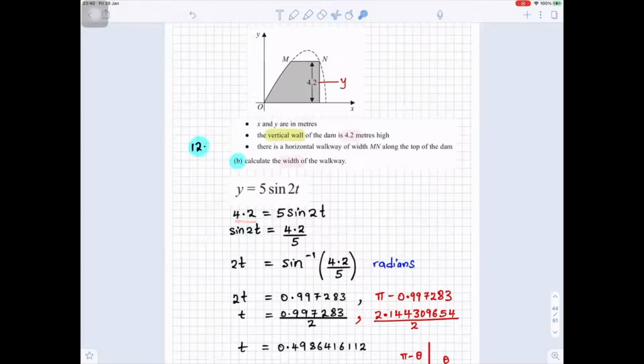So we have 4.2 equals 5 sine 2t. Now it's times 5, so we take it to the left and divide by 5. So sine 2t is 4.2 divided by 5. Now we want to find the inverse sine. If you take sine to the other side, it becomes inverse sine of 4.2 over 5. Make sure your calculator is in radians. So inverse sine of 4.2 over 5 would be 0.997283.